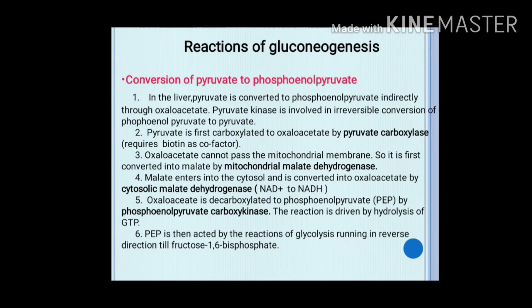Now the phosphoenol pyruvate that we got is then acted on by the reactions of glycolysis, which run in the reverse direction till fructose 1,6 bisphosphate, because we know the conversion of fructose 6-phosphate to fructose 1,6 bisphosphate is irreversible in nature by the enzyme phosphofructokinase 1. So this phosphofructokinase 1 is irreversible in nature. So this enzyme cannot be utilized to convert fructose 1,6 bisphosphate to fructose 6-phosphate. So we need some other enzyme to act on fructose 1,6 bisphosphate so that it is converted into fructose 6-phosphate, and that is the second regulatory reaction of gluconeogenesis.